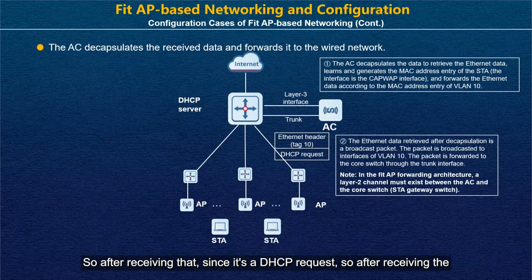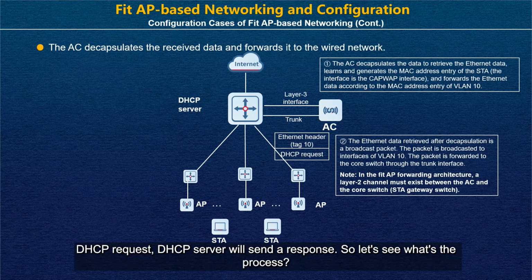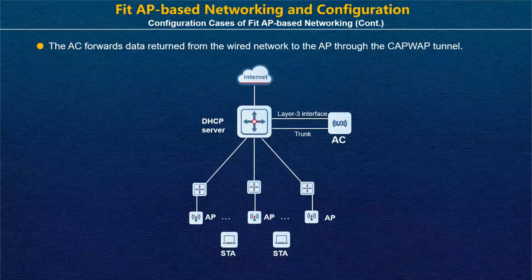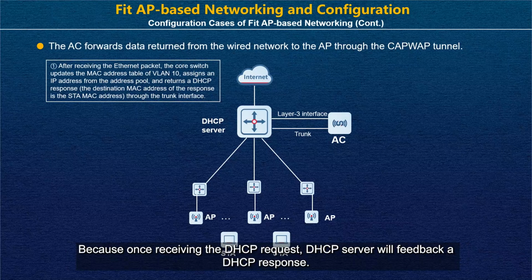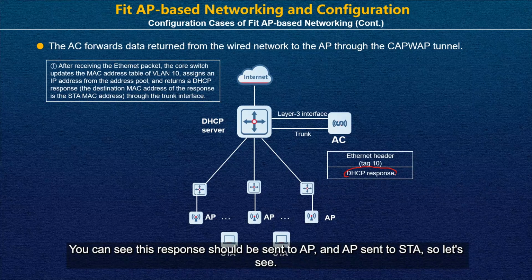So after receiving that, since it's a DHCP request, the DHCP server will send a response. So let's see what the process is. The AC forwards data returned from the WLAN network to the AP through the CAPWAP tunnel right now, because once receiving the DHCP request, the server will feed back a DHCP response, you can see. And this response should be sent to the AP and the AP sends it to the STA. So let's see.